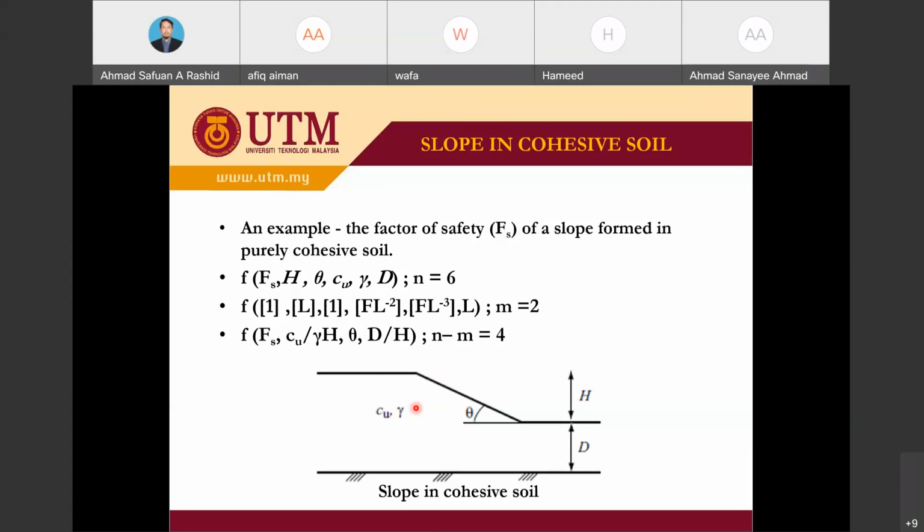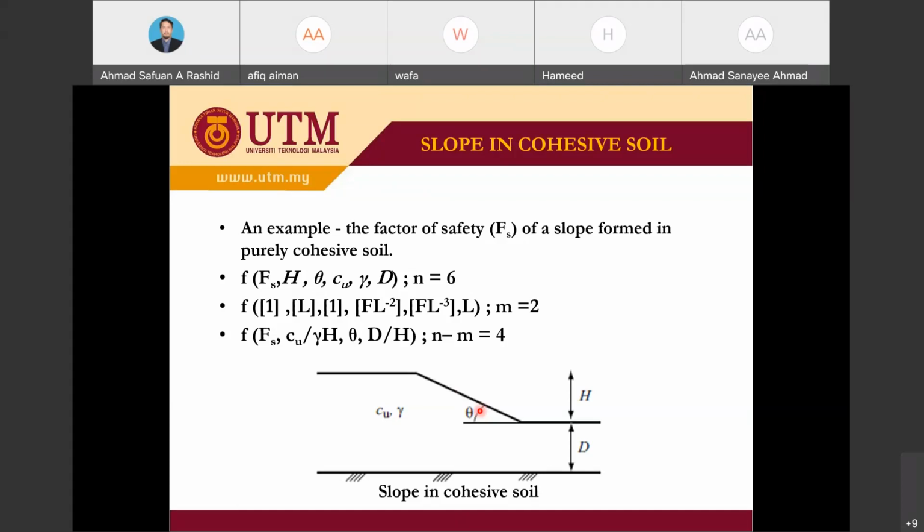So here we have Cu. Cu is the undrained shear strength. Then we have gamma. From the gamma we have the theta, where theta is the gradient of the slope. From the theta we have the height of the slope, and then we have the thickness of the slope from the toe to the hard strata. So that is for the input. Why for the output?